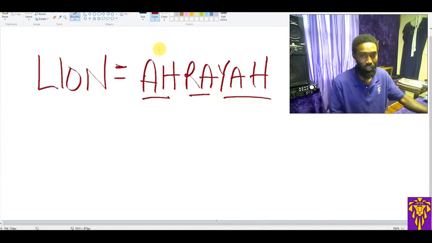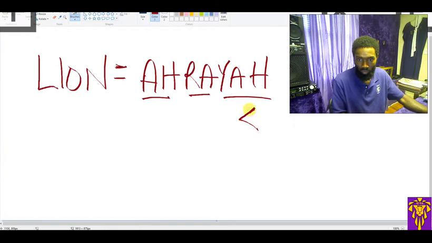So let's write this in Hebrew. Remember, Hebrew is read from right to left, so we're going to start writing from right to left. So let's write out Aria in the ancient Paleo-Hebrew. That's A, as you can see right there. A, Ra. Number 4. A, Ra. Now we're on the Ya.